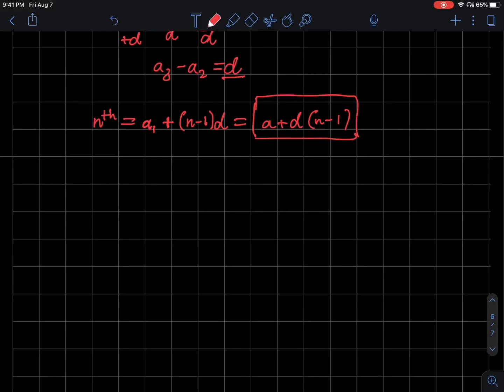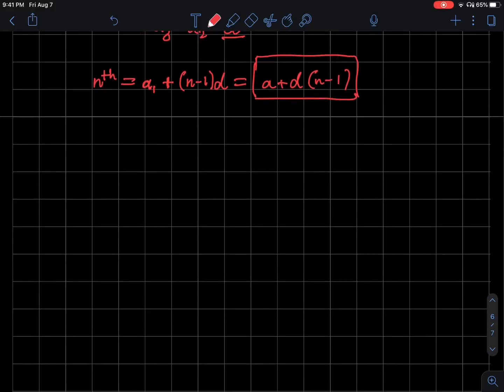And this is the conclusion I wanted to show you today, the way you find the formula for an arithmetic sequence. Now remember here in this case, a1 is the starting term, and d is the common difference between two terms, and n is the term number.